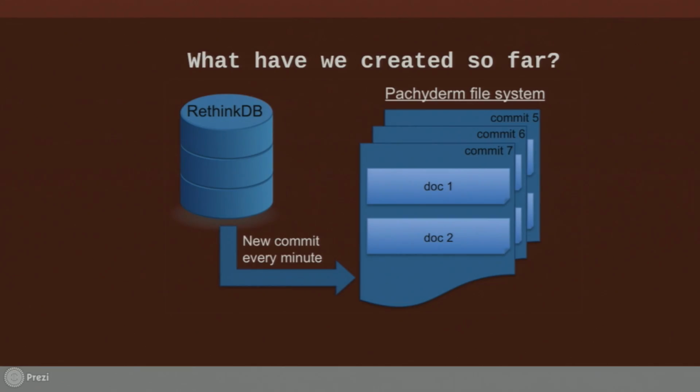So what have we created so far? This is the picture of what we have. We have RethinkDB. Every single minute we take a snapshot of what's in RethinkDB and we record that in PFS. And so we get these layers of commits that represent the state of our database and that we can use later. Any questions on the overall system?